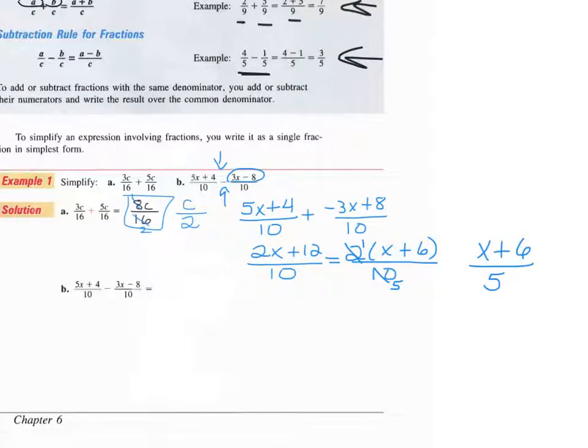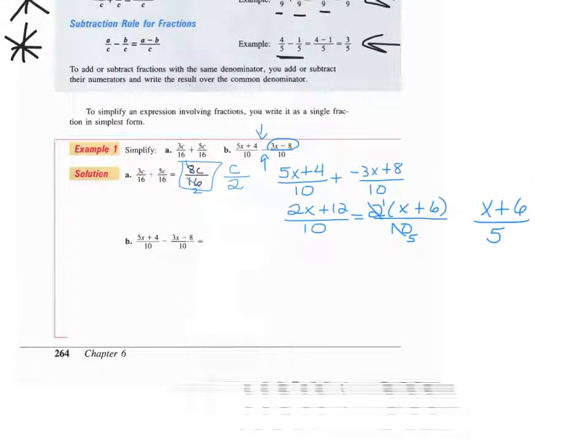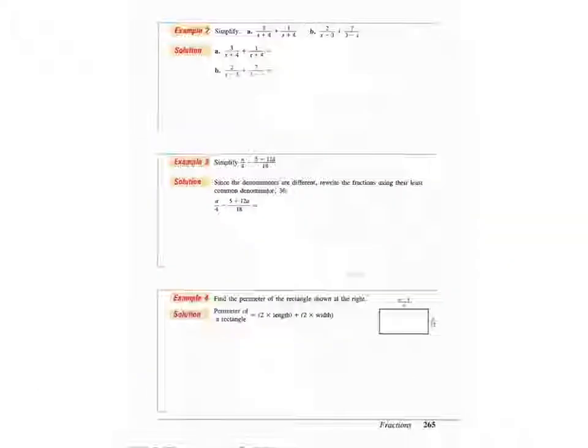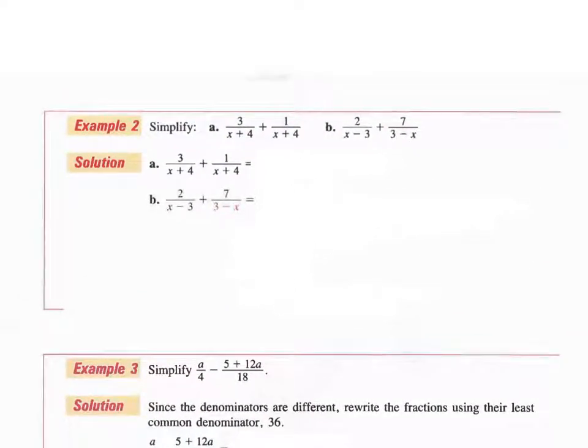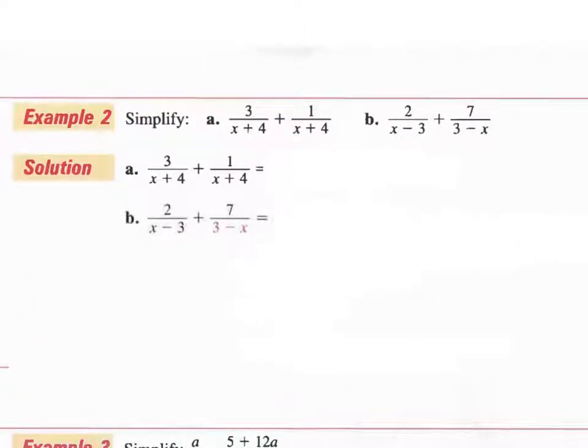For the next example, again, this is the work for here. So that was example 1. Let's try example 2. Notice in example 2A, they already have a common denominator, so all I need to do is add the numerators. So here, 3 plus 1 is 4 over x plus 4.